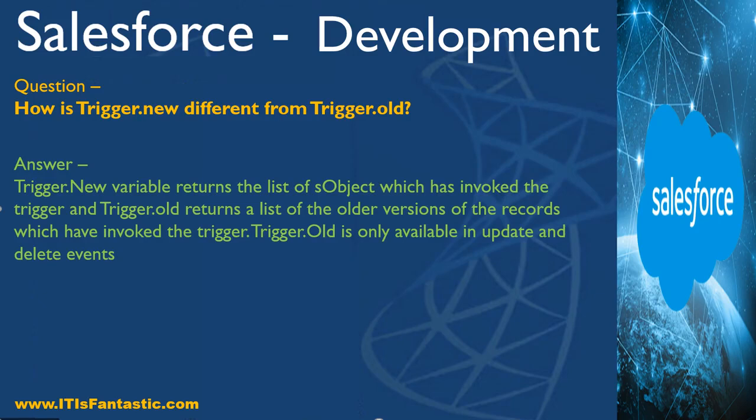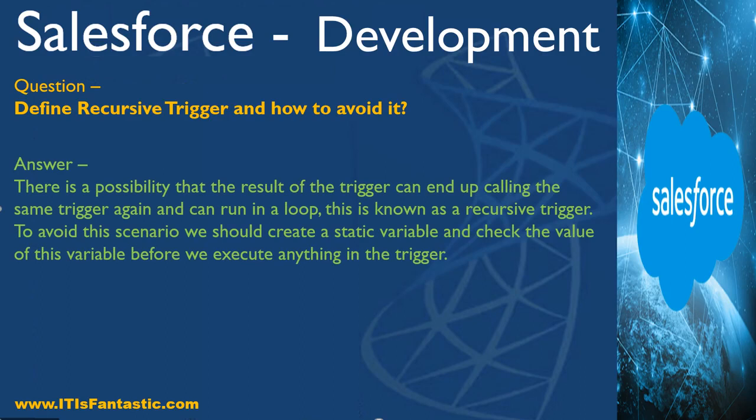How is Trigger.new different from Trigger.old? Trigger.new variable returns the list of objects which has invoked the trigger, and Trigger.old returns the list of the older versions of the records which have invoked the trigger. Trigger.old is only available in update and delete events. Define recursive trigger and how to avoid it. There is a possibility that the result of the trigger can end up calling the same trigger again and can run into a loop. This is known as a recursive trigger.